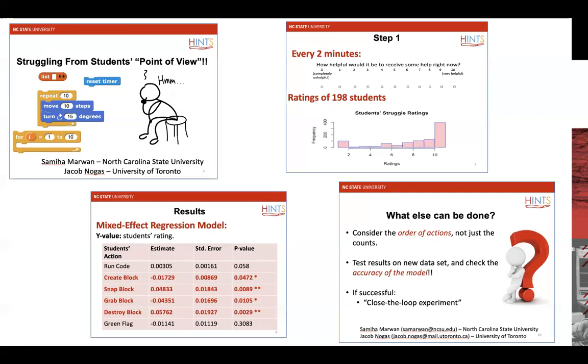And if this is successful, which I really hope so, then we can deploy it in a system. And then while the student is working, the system can just automatically predict if he's struggling or not, and based on that, give them a hint. I think this would be really super cool and nice for students.